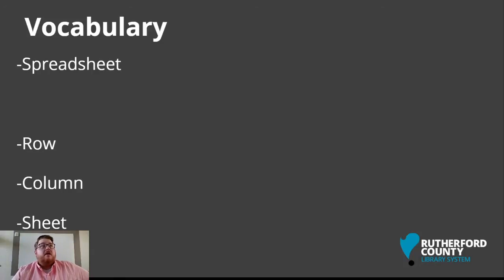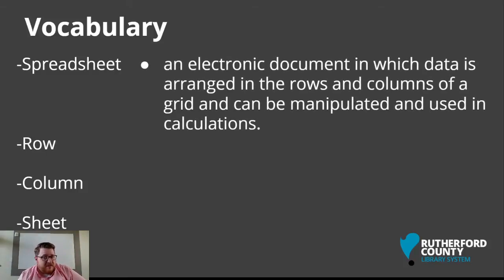But we have some vocabulary that we're going to cover before we get started. The first is a spreadsheet. A spreadsheet is an electronic document in which data is arranged in rows and columns of a grid and can be manipulated and used in calculations. That's what a spreadsheet is. That's what makes it unique from Microsoft Word or Google Docs or PowerPoint. That is its raison d'etre.